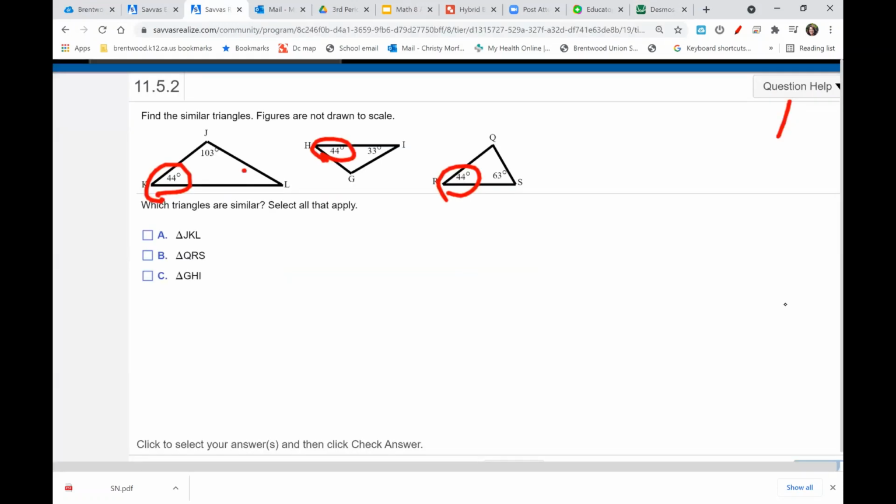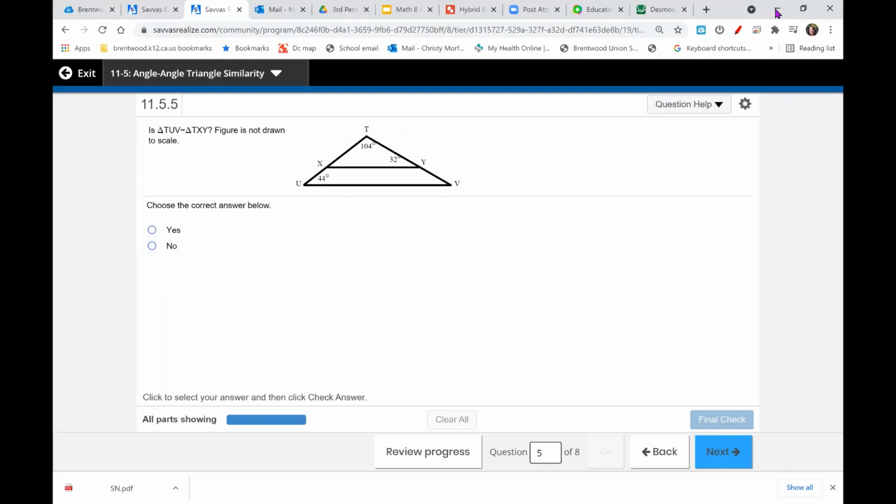And if you look, this one has 33 as well. So I know that those two for sure are similar, and I only needed to check one of them. There's no way that this one is going to be similar because it has a 63, and my other two pictures do not have a 63. So then it would just be the JKL, which was the top one, and the bottom one, GHI. Those would be similar. The triangle within a triangle.